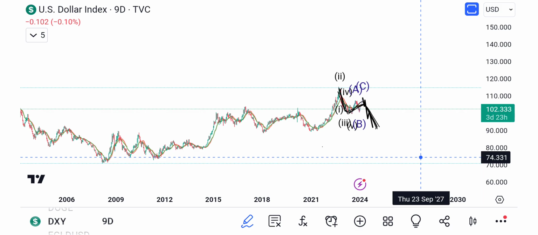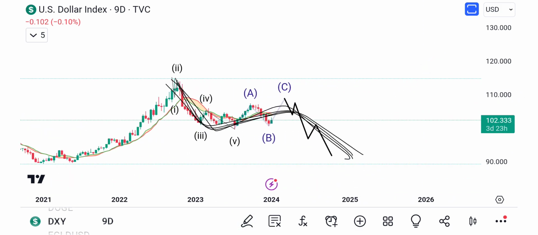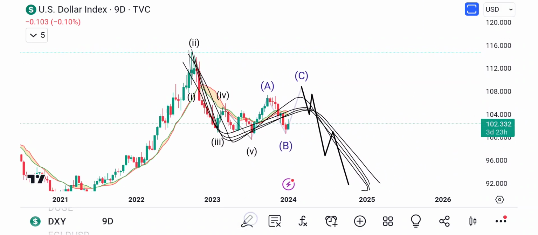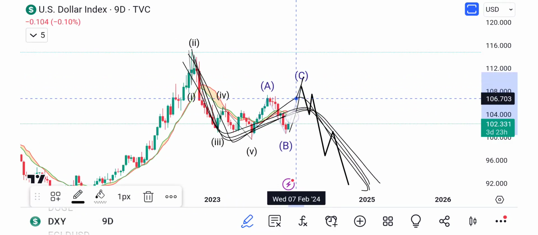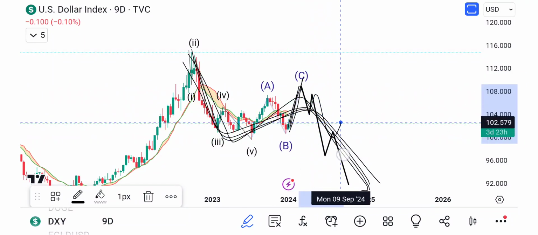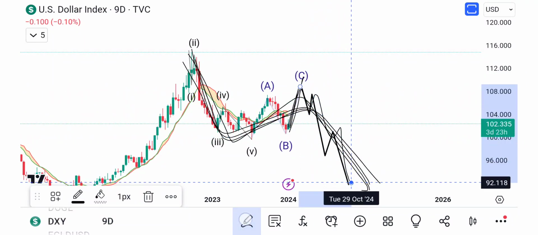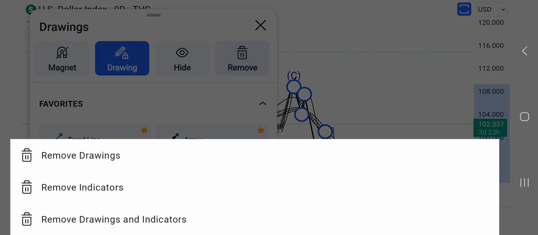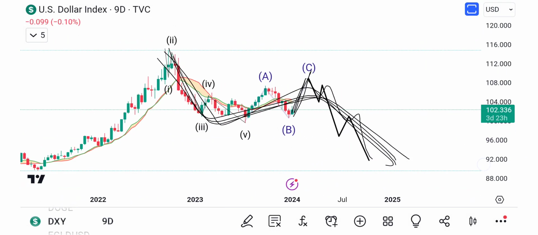So I think the direction is down, but I think we have a pop to the upside first before down. Now I don't know how big that pop is going to be. So that would be the primary idea right there.